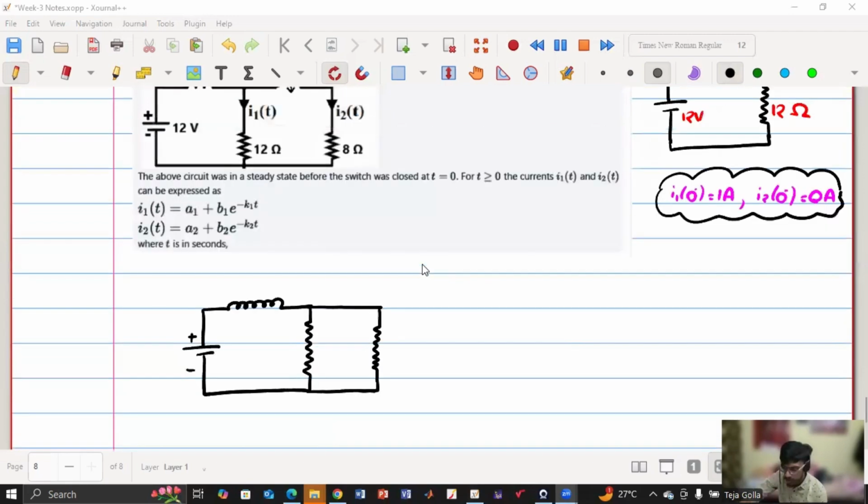So this is 2 Henry. This is 12 volt. This is 12 ohm. And this is 8 ohm. So basically, instead of calculating I1 of t or I2 of t, let us assume this as I of t. Okay. And as both are parallel, what is the parallel of 12 and 8 ohm? Anyone?